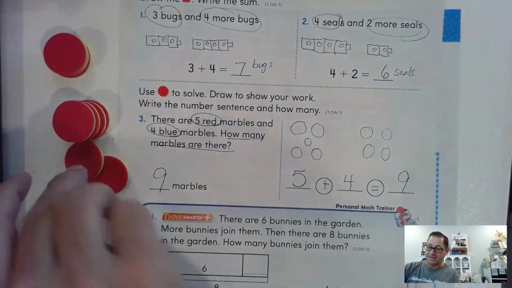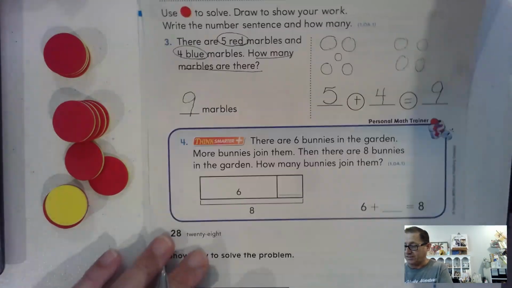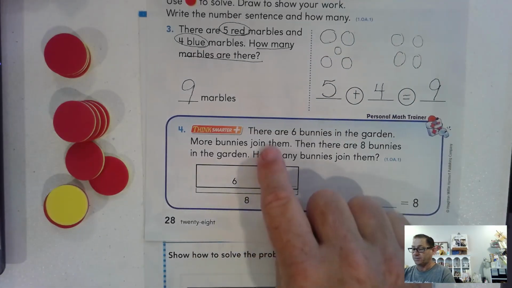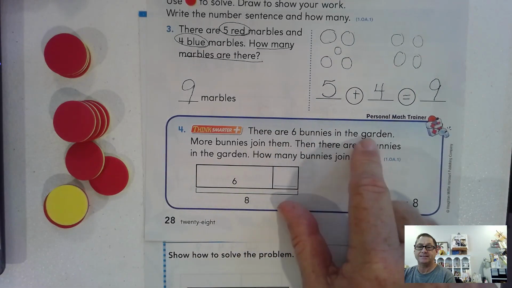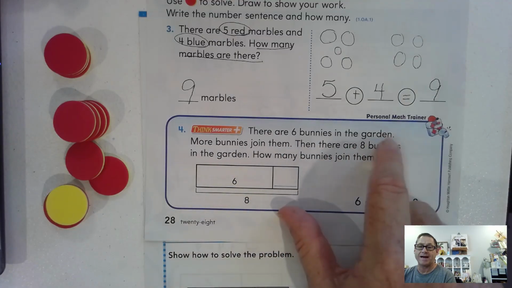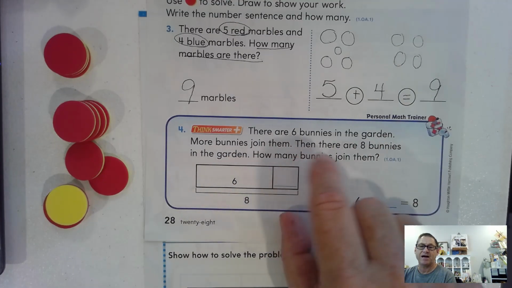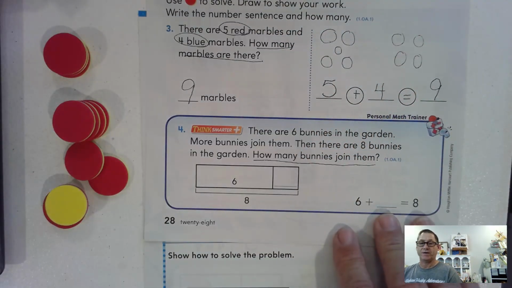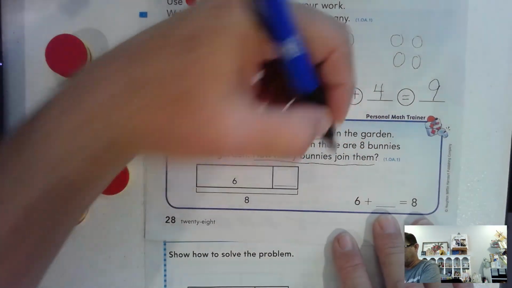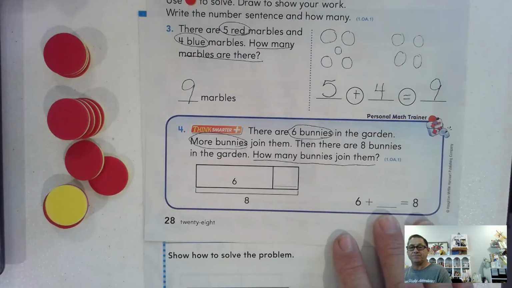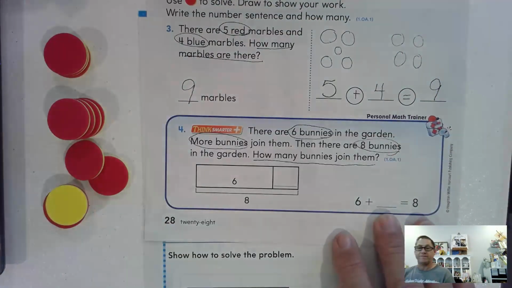And then today we've been talking about using a bar model. So there are 6 bunnies in the garden. More bunnies join them. Then there are 8 bunnies in the garden. How many bunnies join them? Okay, we know that there were 6. And then some more join them. And we have a total of 8.